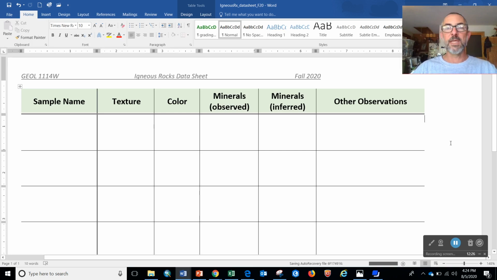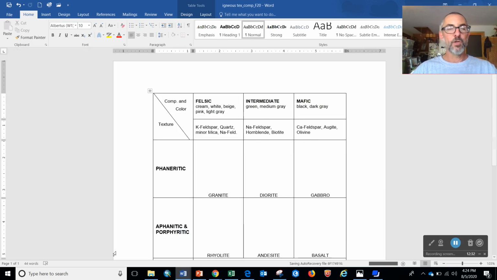So I want you to turn in 2 things this week, this completed chart and then a photo of your chart here with the rocks in the right place.